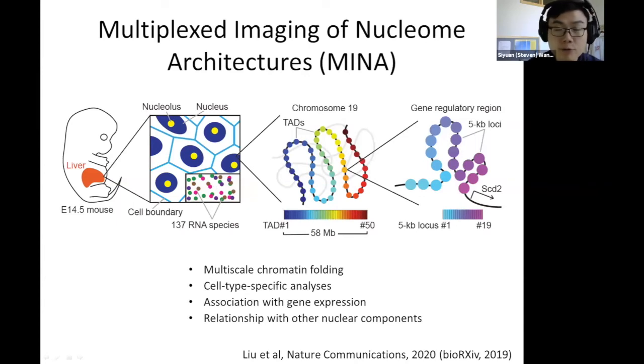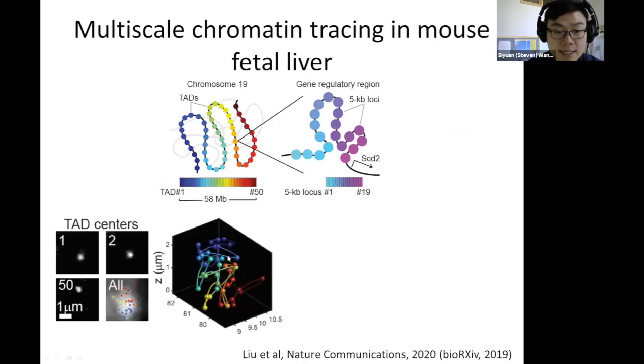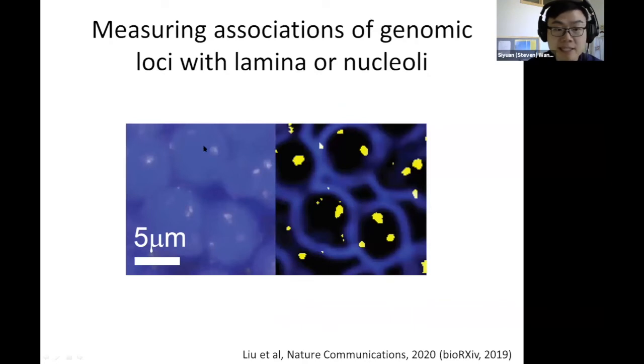And now I'm going to quickly go through some raw data. Here's a representative trace of a whole chromosome 19, and each sphere is a TAD, and there are 50 of them. And here's a representative trace of this cis regulatory region, including the promoter and the multiple enhancers upstream of the SCD2 gene. And then here is representative labeling of the whole nucleus and the nucleolus, and the computer abstraction of the laminar proximal region and the nucleoli region.